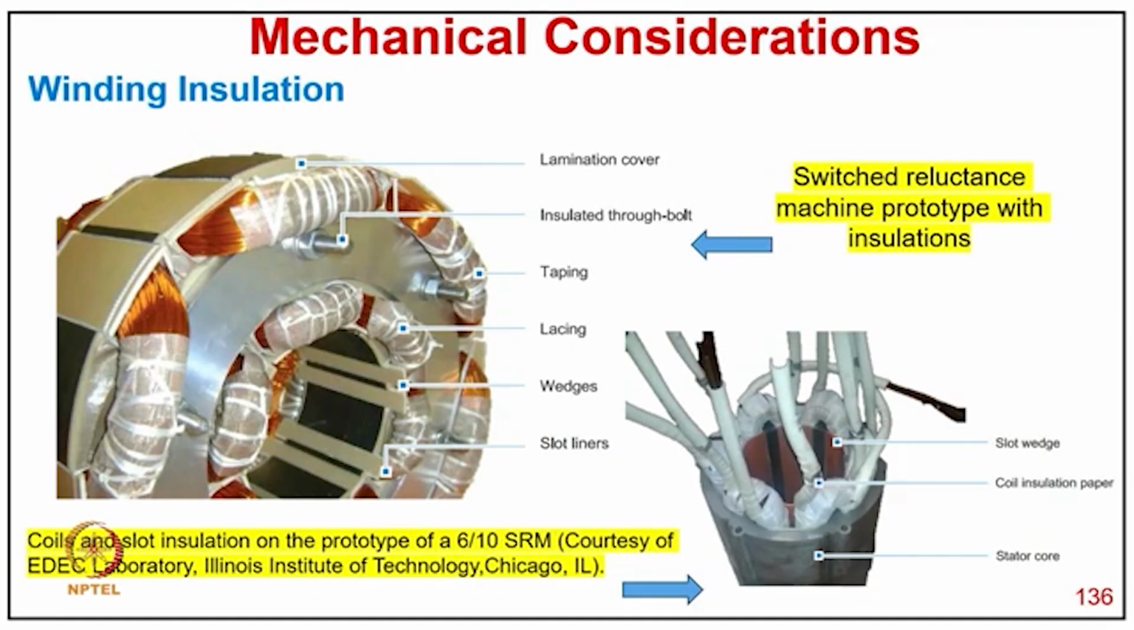And you can see how the winding insulation is put on the lamination core of the reluctance machine prototype, with the slot insulation and coil insulation on the 6 by 10 prototype, typically from the laboratory of Illinois Institute of Technology, Chicago.